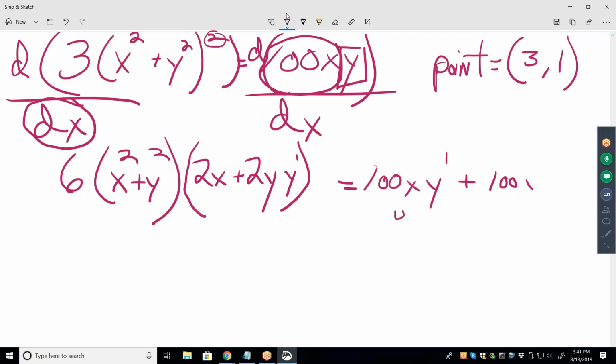That's u times v prime plus u prime times v. So we got the first part, right? Yes. Now what's u prime? That's 100. And what's v? V is y. Yes, notice it's not y times y prime. It's just y. Because we weren't differentiating v.